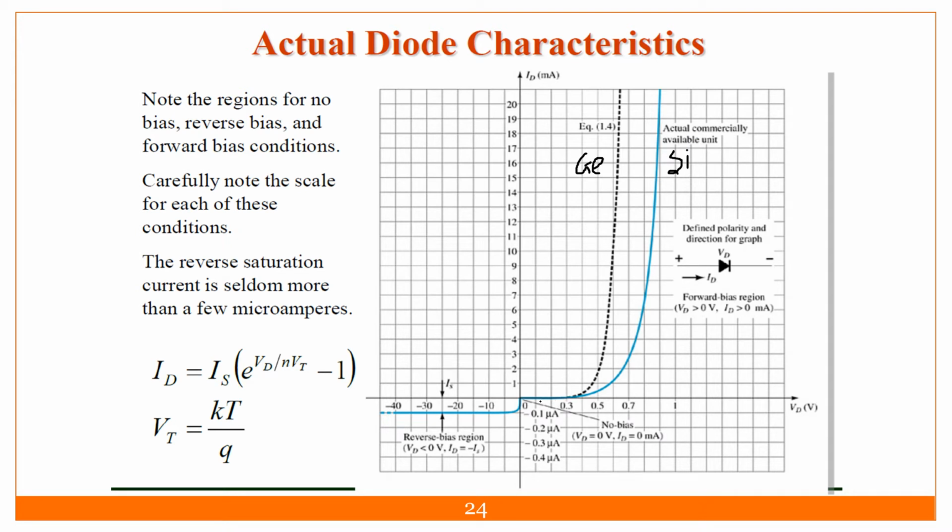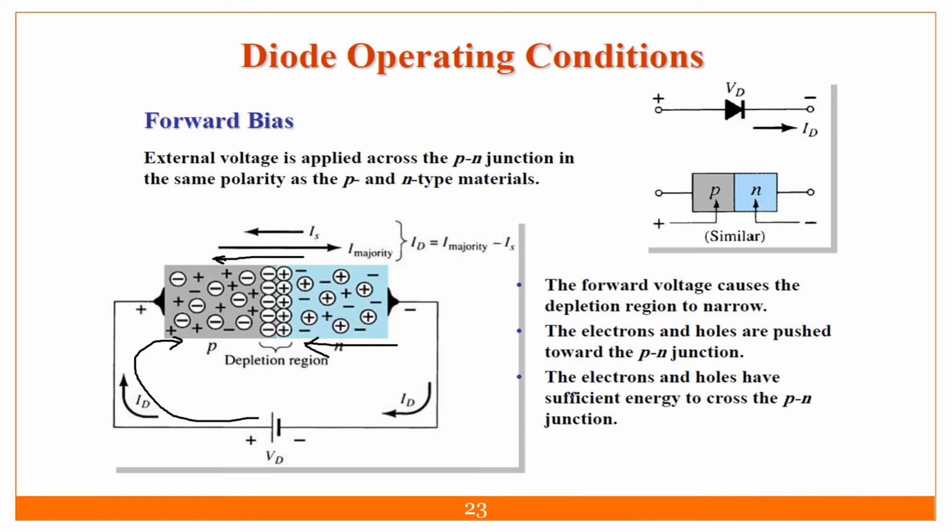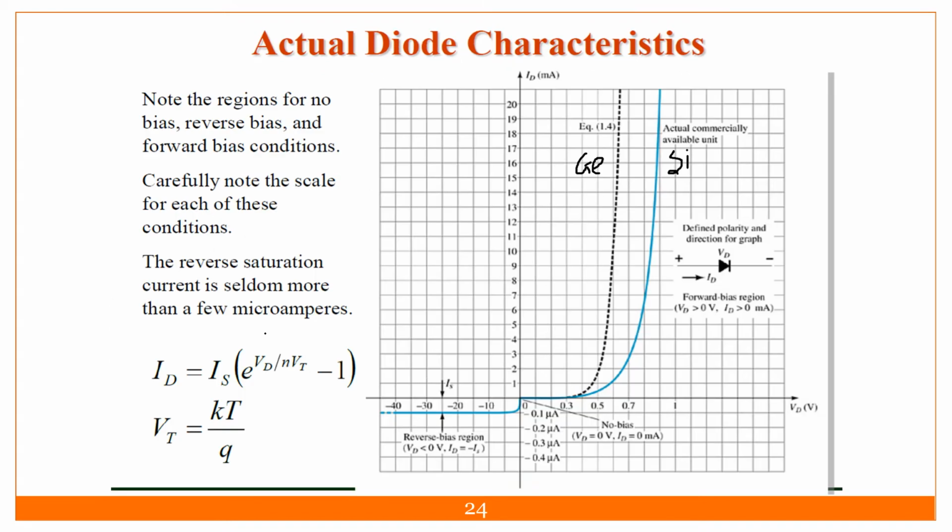So here what will happen? If you are increasing the voltage 0.1, 0.2, 0.3, 0.4, for germanium I am telling, at 0.37 voltage, what will happen? The junction, that is the depletion region, is still there. At 0.35 voltage, what will happen? This junction will break and the current will flow, like 20, 30 milliampere itself.